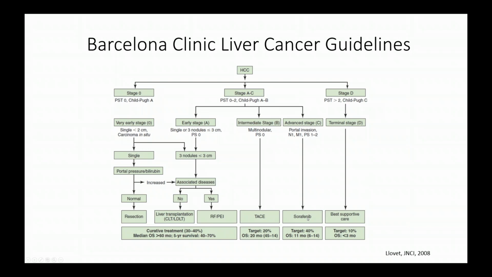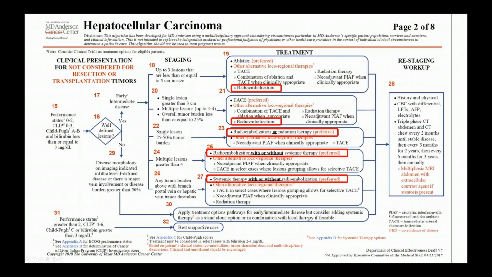So in early stage HCC at MD Anderson, we consider radioembolization. You can see here it is one of the options, in addition to ablation, which is preferred, and TACE. For tumors greater than 3 centimeters or multiple lesions, radioembolization is there. Single solitary large tumors, multifocal disease, and then with portal vein tumor thrombus, systemic therapy with or without radioembolization. But there are some caveats to when you use it with PVTT.